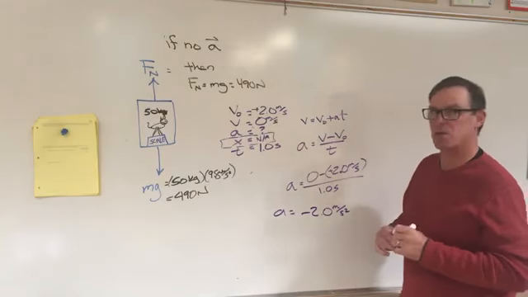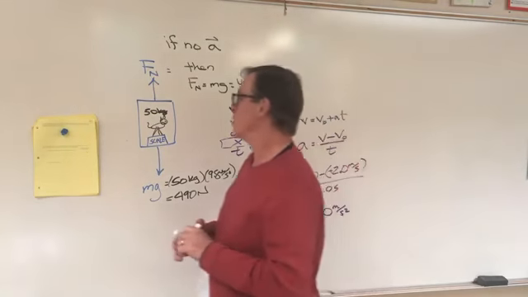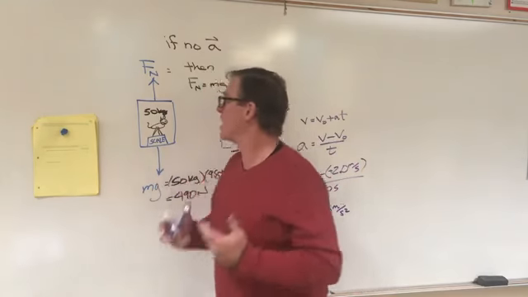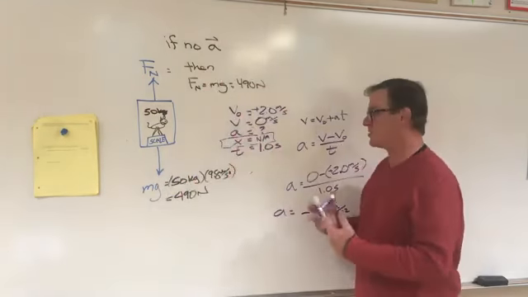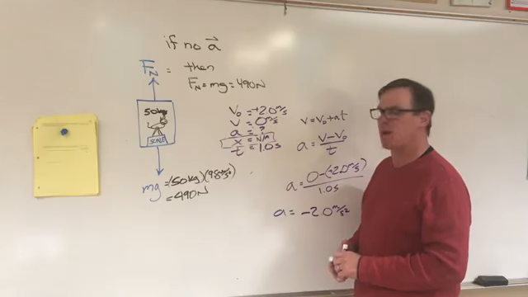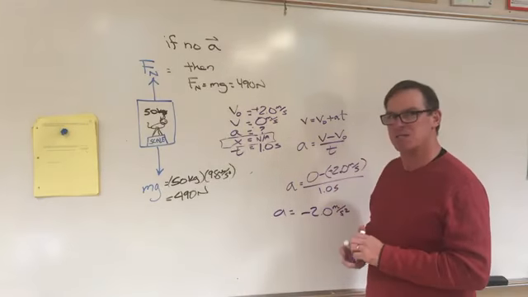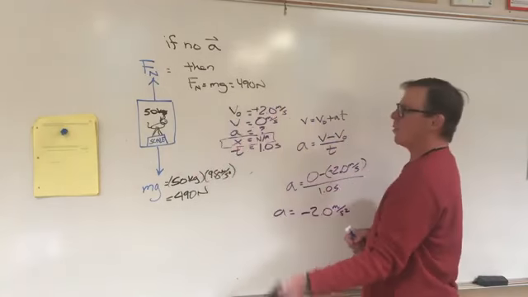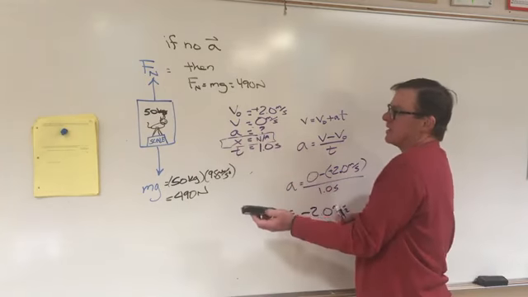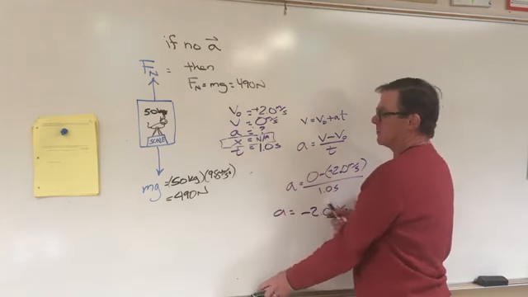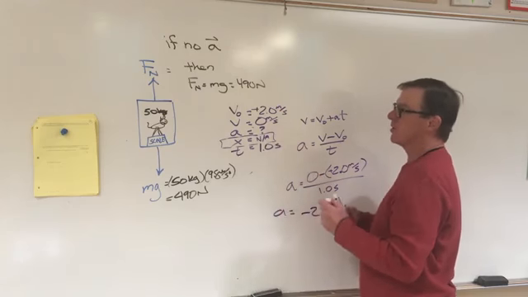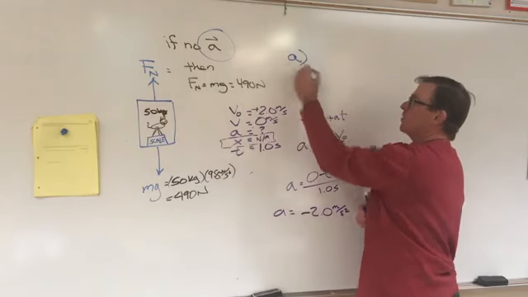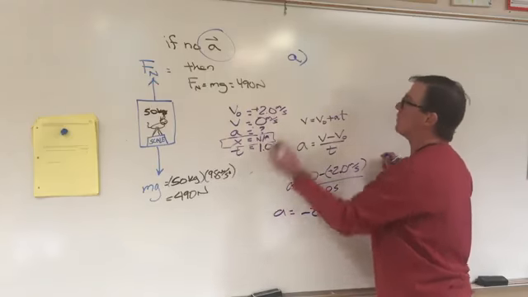But part A of the question says, what is the reading on the scale during the time the dog is traveling upward at 2 meters per second squared? I'm sorry, at 2 meters per second. Well, while it's traveling at a constant velocity of 2 meters per second upward, there's no acceleration. So for part A, the reading on the scale is 490.